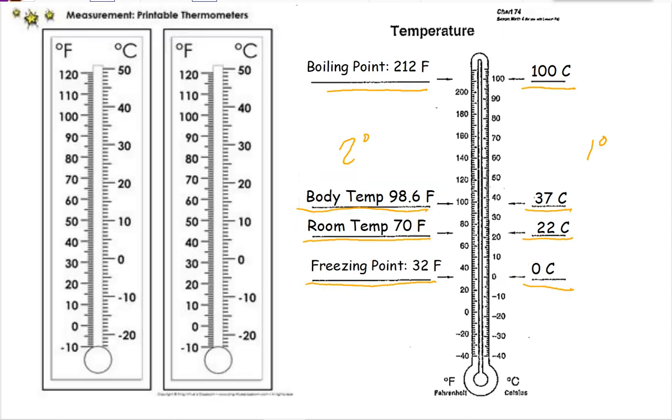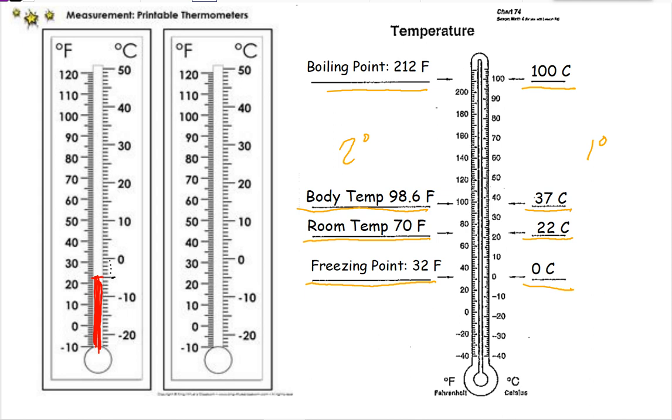So I'm going to go back to my little bit bigger scale. So I start at 0 and I'm going to count down 5 places to get to negative 5. So that's 1, 2, 3, 4, 5. So negative 5 degrees Celsius would be right here. Okay.